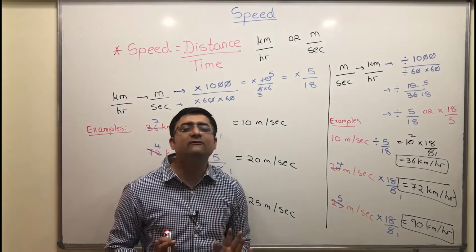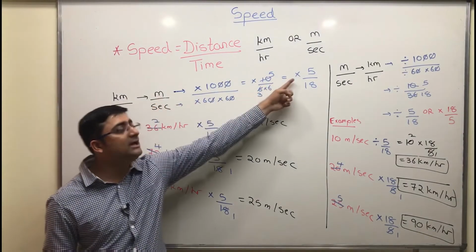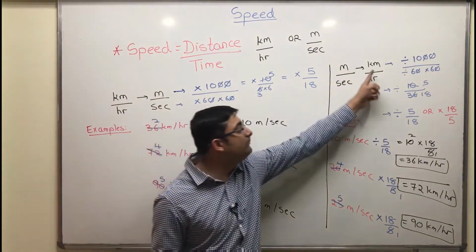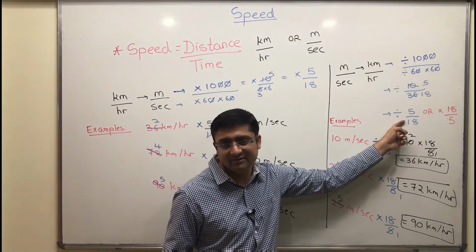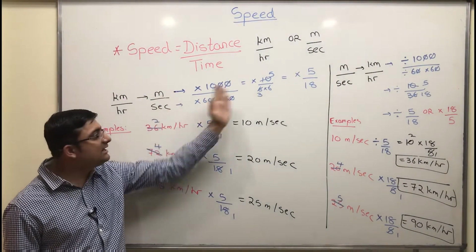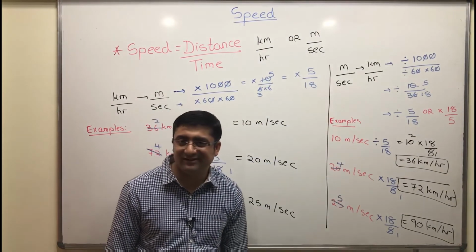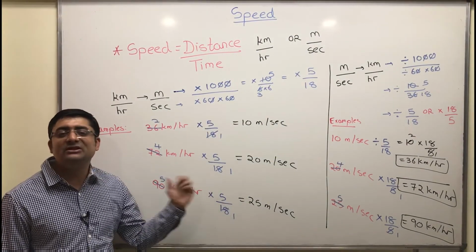Right? So there are multiple ways you can remember. This is the easiest way. I repeat, big to small into 5 by 18, small to big divided by 5 by 18. Is this clear? But in general, please remember kilometer per hour to meter per second, into 5 by 18. Meter per second to kilometer per hour, into 18 by 5. So this is how you convert between these two units of speed.